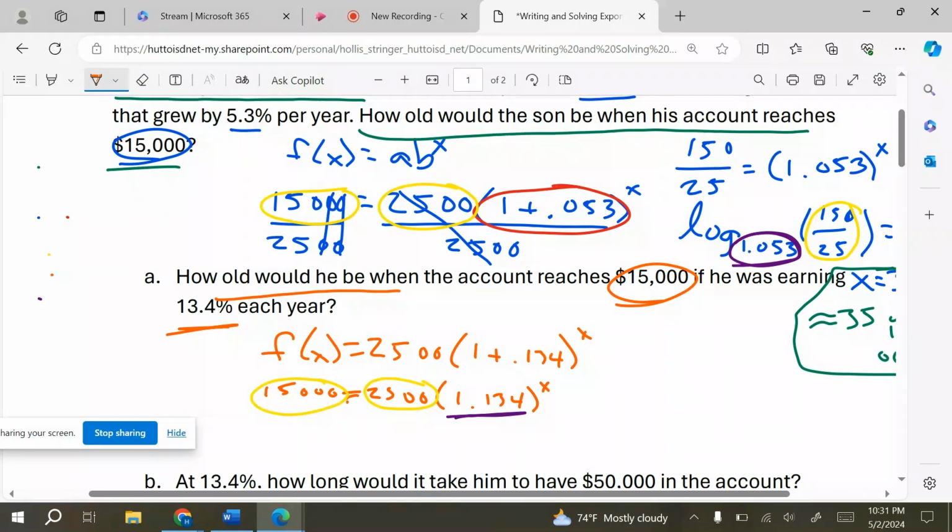So log, now with a new base of 1.134, of, again, 150 over 25 equals our new x, which would be our new age since we're starting at birth.